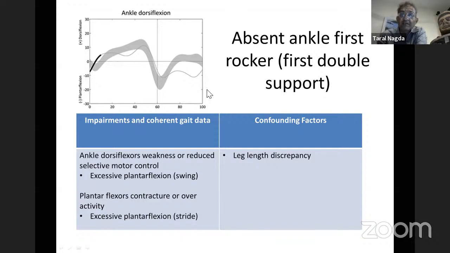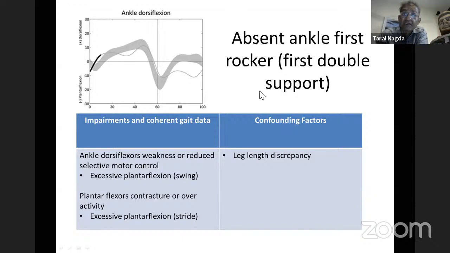But if the ankle first rocker is absent, which means the child starts walking in equinus, the most common cause is calf tightness in cerebral palsy. However, it can also occur in a child with limb length discrepancy. So if the left leg is short, the child would like to land on the toes on that side to adjust for the limb length discrepancy, and you can see a similar finding.